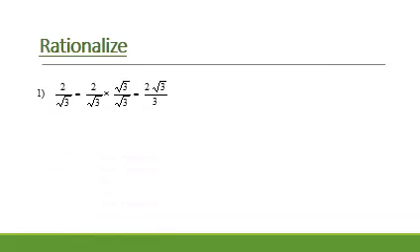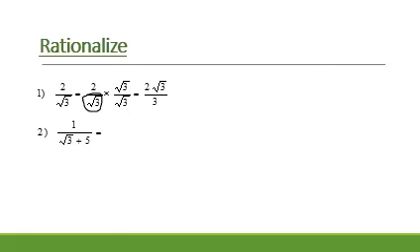Rationalize. How do I rationalize when I have a radical? You know this from last year. I just multiply by the denominator. So if I have radical 3, the only way to get rid of the radical is to multiply again by radical 3. So I will get 2 radical 3 over 3. It's okay if I have a radical in the numerator, but I shouldn't have a radical in the denominator.